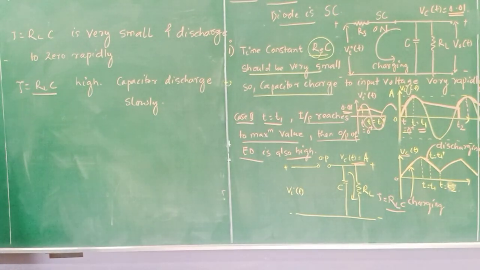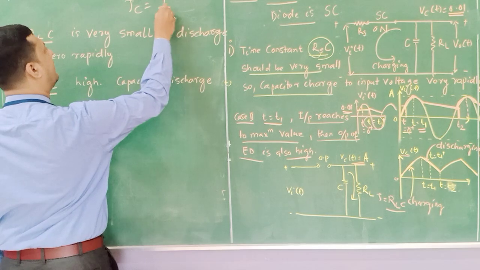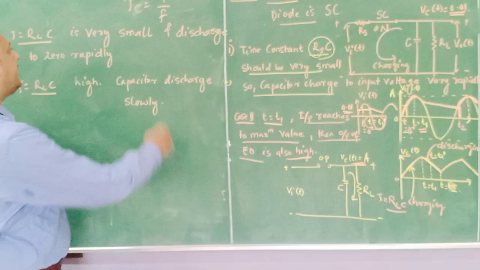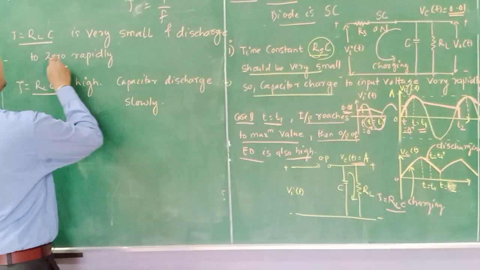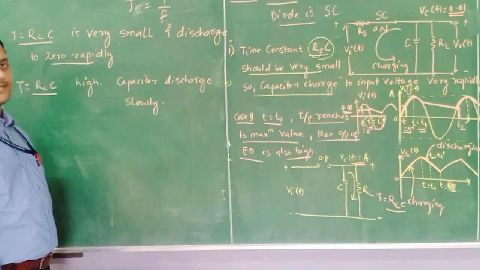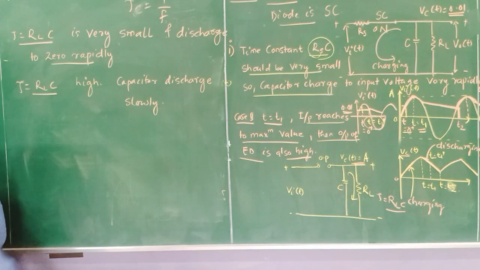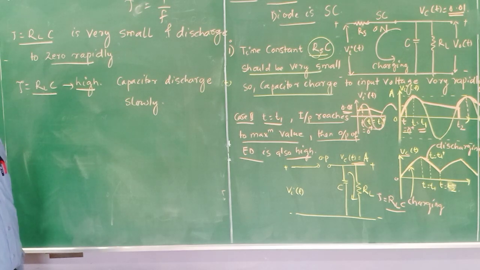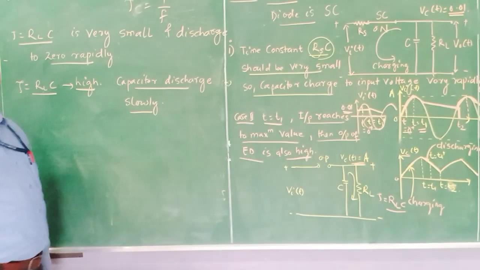Okay. So this indicates what? If tau equals RC is very small, and if I write tau equals 1 by f, tau is inversely proportional to f. If tau is small, that means frequency is high. If frequency is high, discharging to zero is rapid. That is the discharging case. Second, if tau equals RL into C is very high, if the component is very high, the time period is very high. So that means frequency is less. If the frequency is less, your capacitor will discharge slowly.